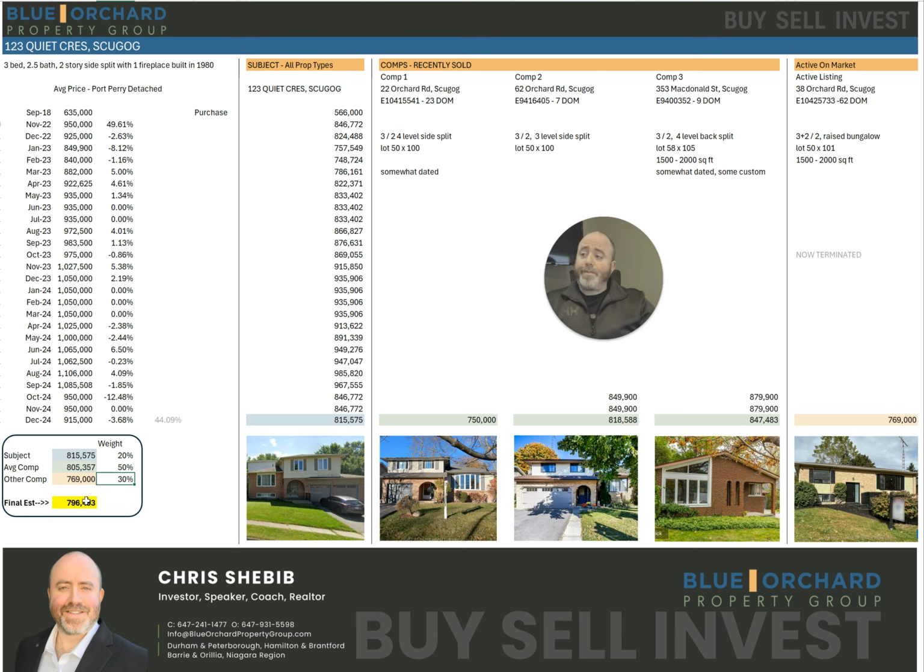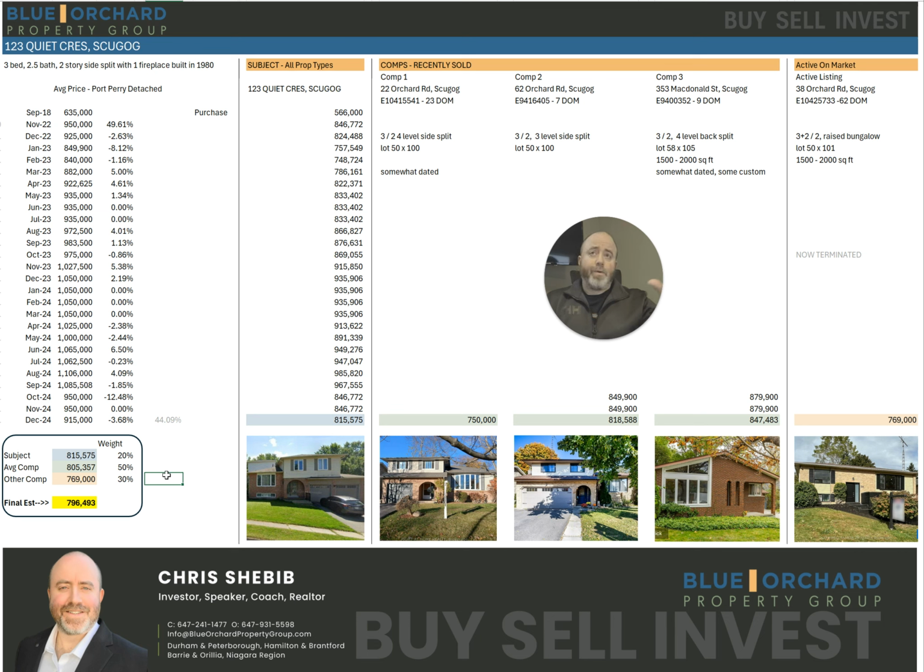So we weight that at 30%, and then we calculate the weighted average of those three data points based on the weighting that we assign to them. And in this case, we get a value of 796K. Now, this is really important. If we're on the buy side and that's what we establish, well, now we know, based on some really strong data-driven approaches, that the market assessed value of this is 796.